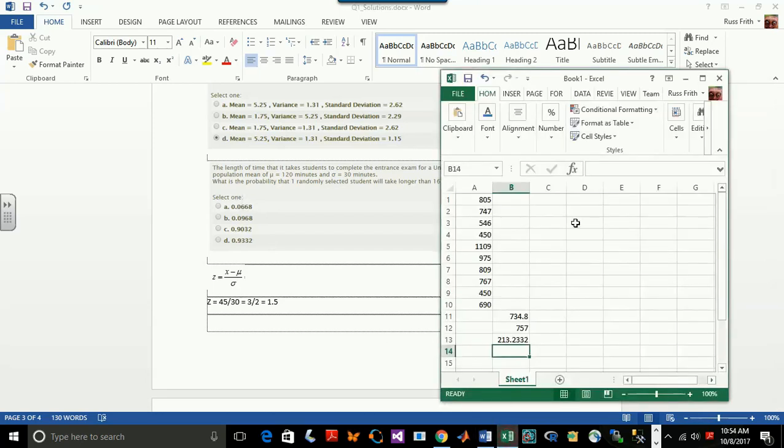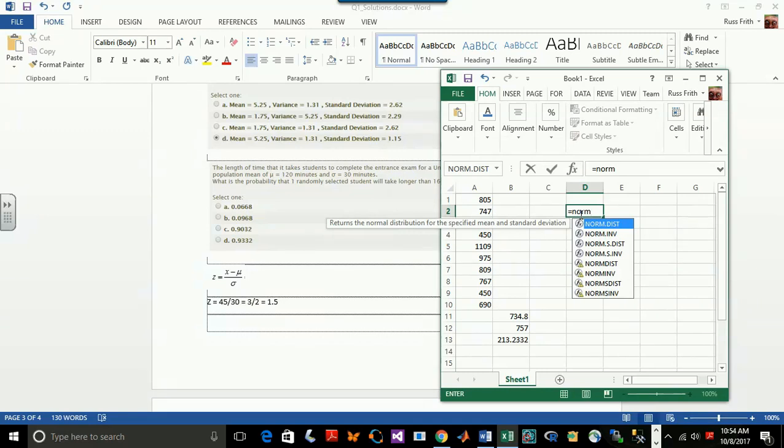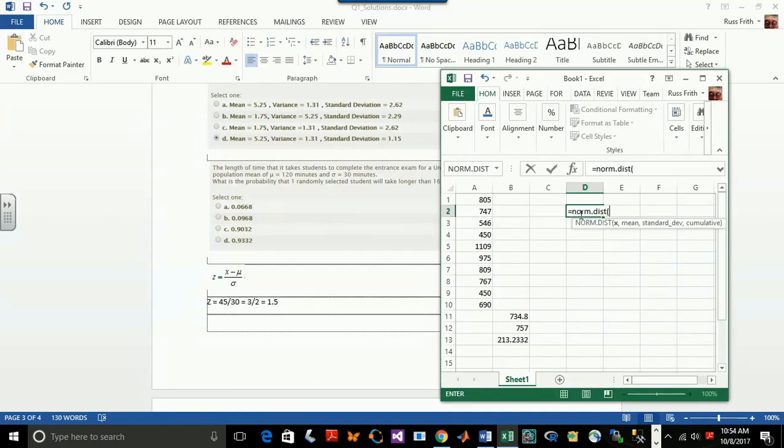So to do this in Excel, we would do equals norm.dist. X is 165. The mean is 120. Standard deviation is 30, and we want cumulative. All right, so that's the area to the left. And so what we want then basically is the area to the right. So the area under the curve is 1 minus this.